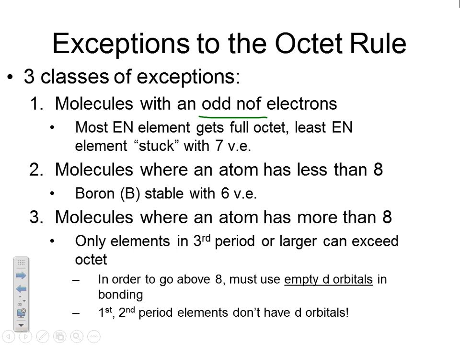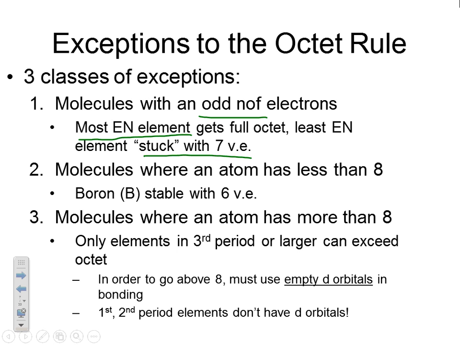And if you think about that, there's no way that every atom can get 8 if you have an odd number of valence electrons in your structure. So the way you deal with that is you want to ensure that your most electronegative element in the compound will have a full octet, and your least electronegative element, you have to give it just under the octet. So it's going to be quote unquote stuck with just 7.